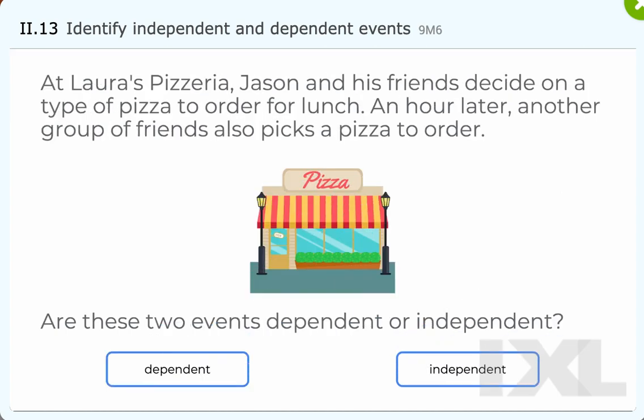Let's take a look at another example. At Laura's Pizzeria, Jason and his friends decide on the type of pizza to order for lunch. An hour later, another group of friends also picks a pizza to order. Are these two events dependent or independent? Two events are dependent if the outcome of the first event affects the outcome of the second event. The pizza the first group of friends choose to order does not affect the pizza the second group can order. Because the first event does not have an effect on the second event, the two events are independent.